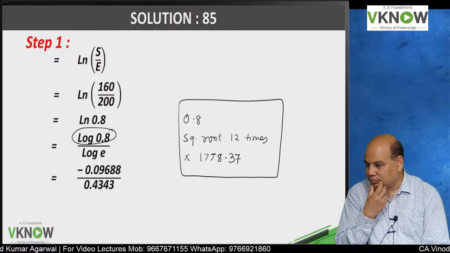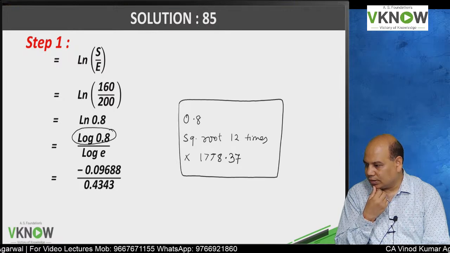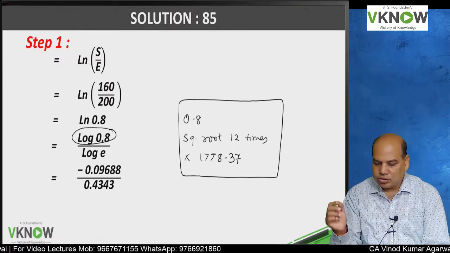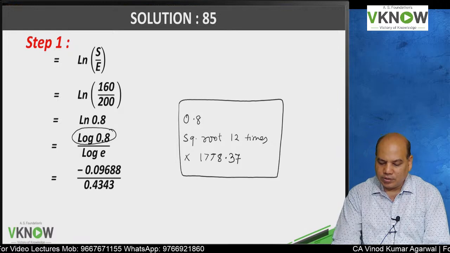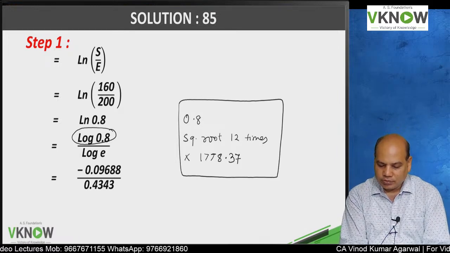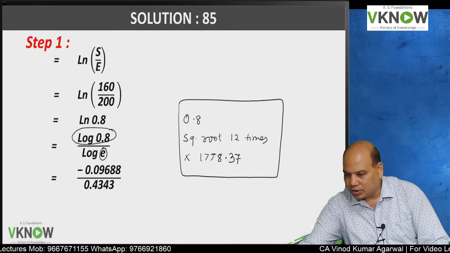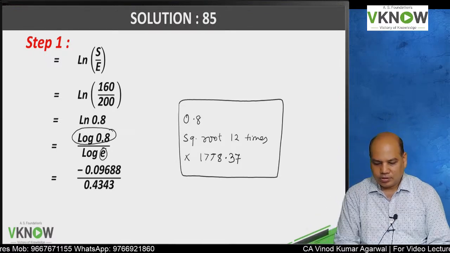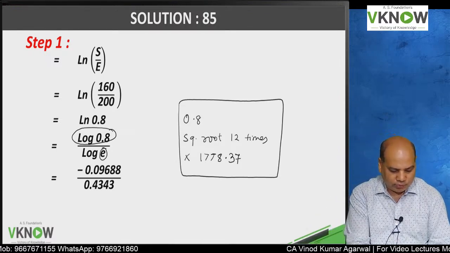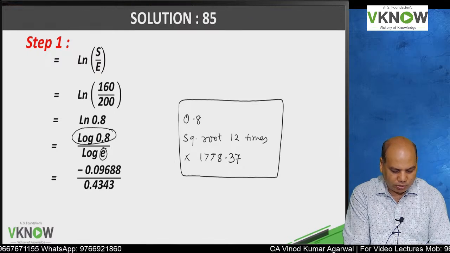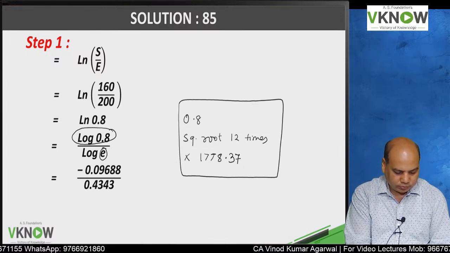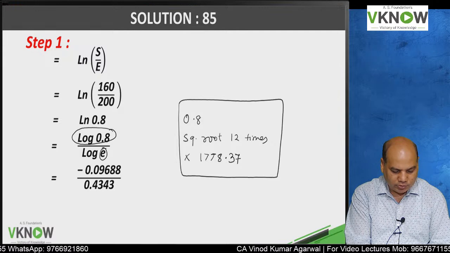Please confirm. Okay, and log E means 2.718. E means 2.718. Is it right? So you can type 2.718. Press square root 12 times.